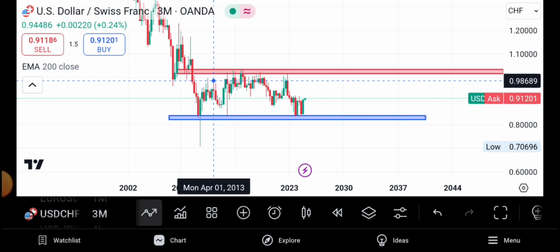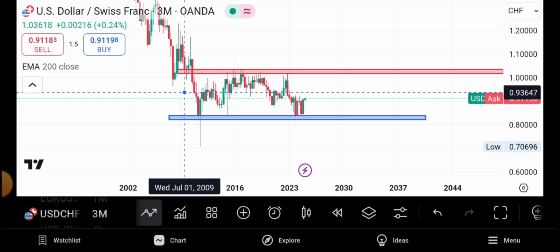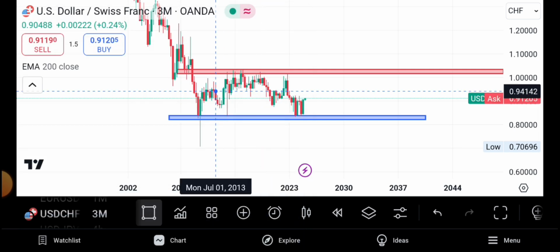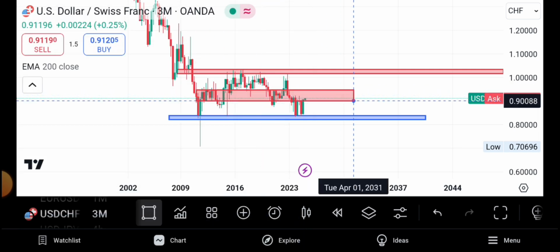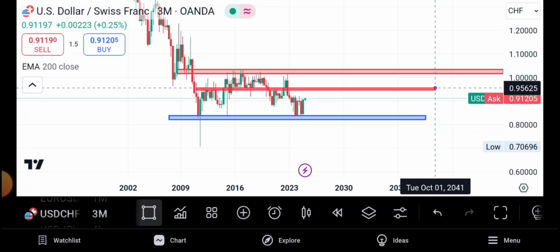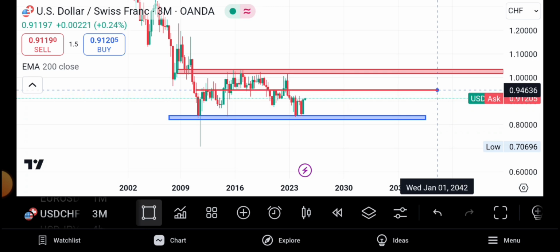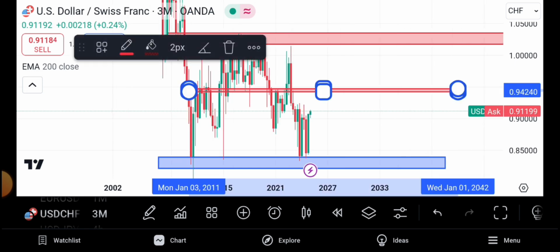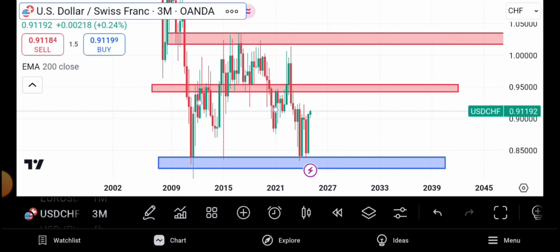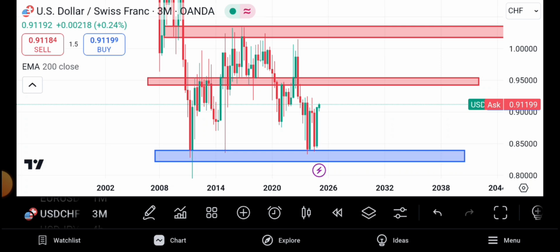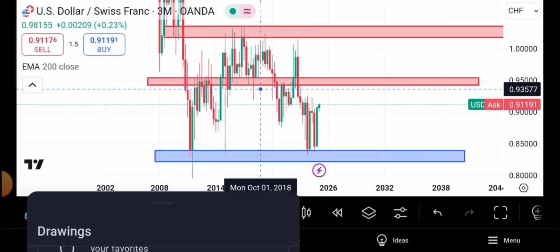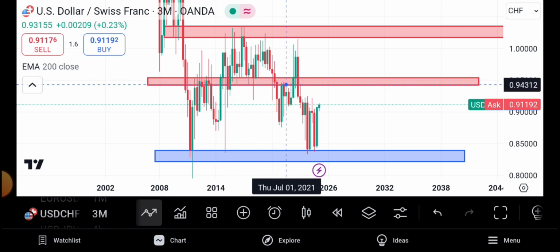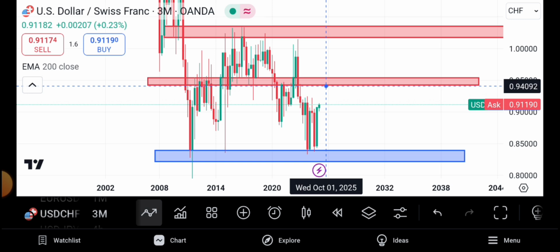Another zone that I can see is of great importance. It is this zone. Let me draw it for you. This zone is also of great importance and has to be respected, and I will tell you why. You can see that a lot of sellers here, it acted as a resistance here, it acted as a support here, resistance here, and most probably it will act as a resistance here.